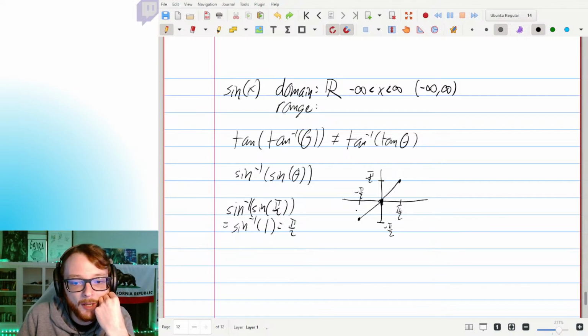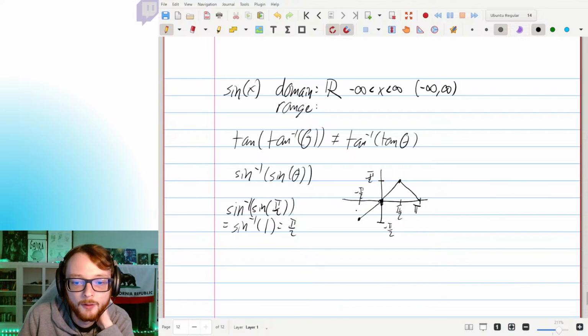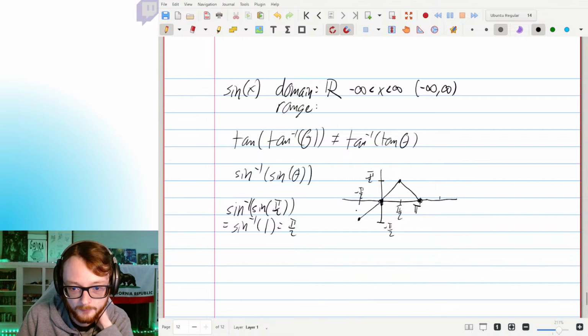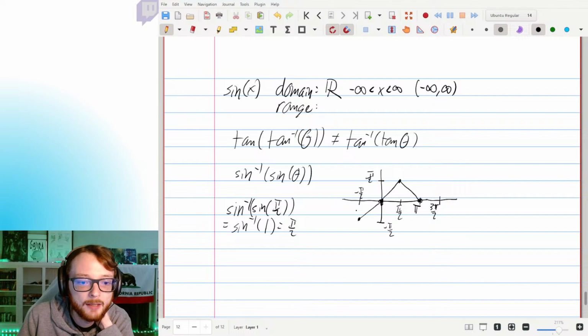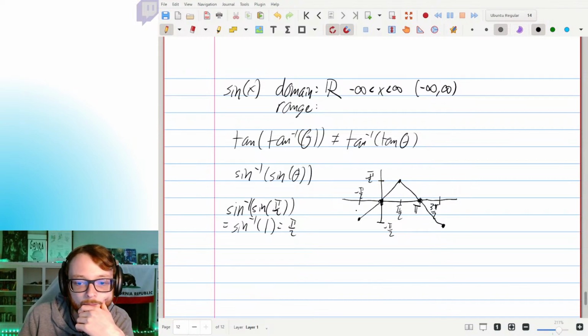So we plug in x equals pi. Sine of pi is 0, inverse sine of 0 is still 0. So we get that. Now if we plug in 3 pi over 2, sine of 3 pi over 2 is negative 1. Inverse sine of negative 1 is negative pi over 2. So then we come down here. And now we're at 2 pi.